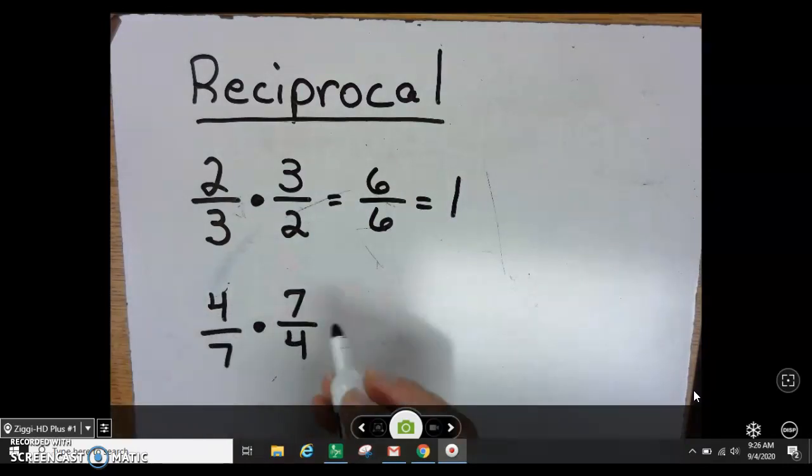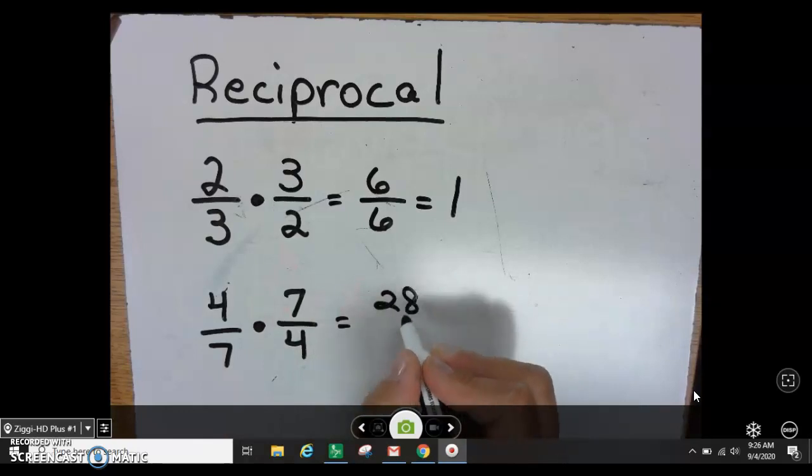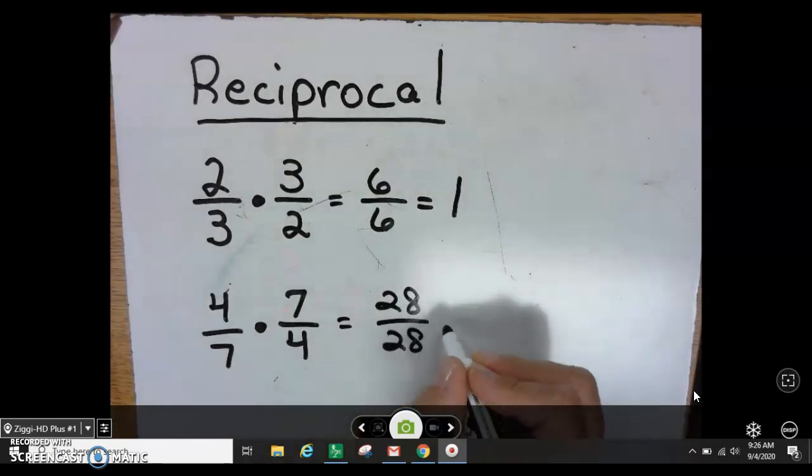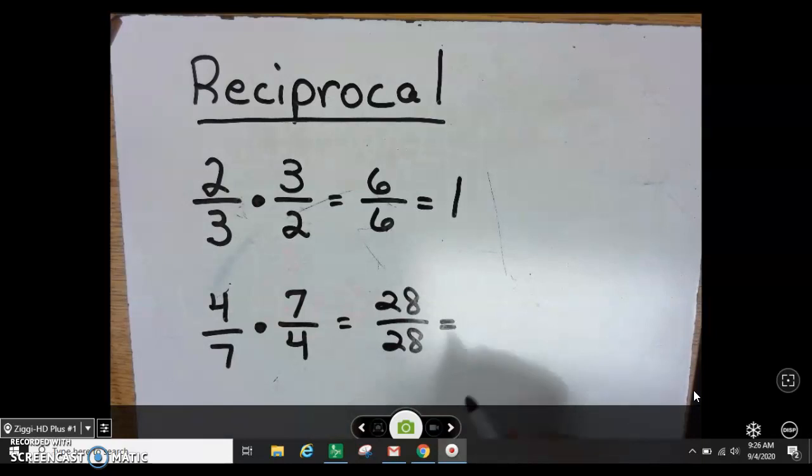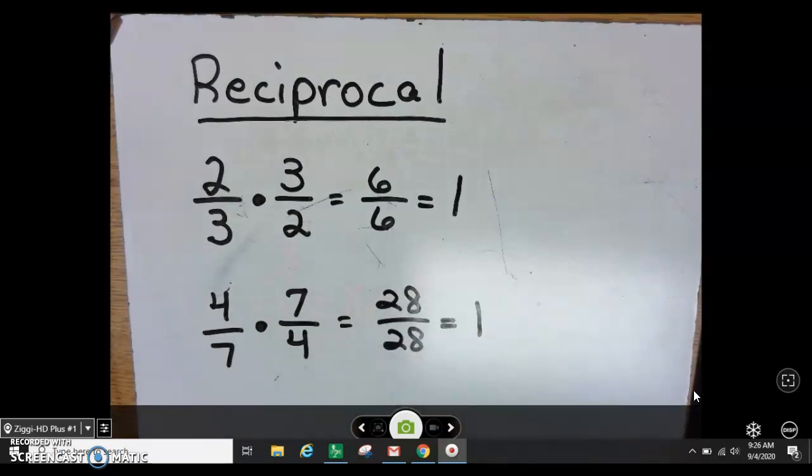4 times 7 is 28. 7 times 4 is 28. So again, 28/28 is a whole. So remember, reciprocal is just flipping the numerator and the denominator. Okay, when you multiply reciprocals, you always get the number 1.